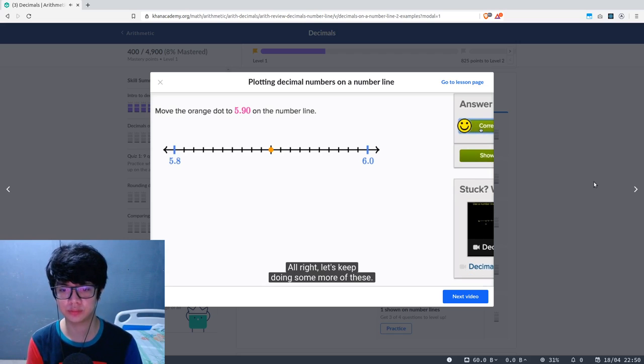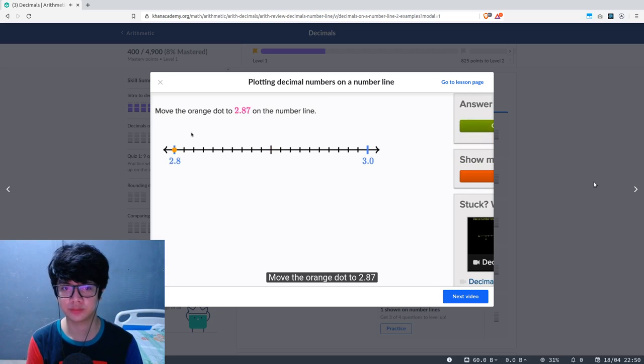All right, let's keep doing some more of these. Move the orange dot to 2.87 on the number line. All right, this is interesting. So this is 2.8, that's 3.0. Halfway in between would be this longer hash mark, this longer tick mark right over here. This would be 2.9.